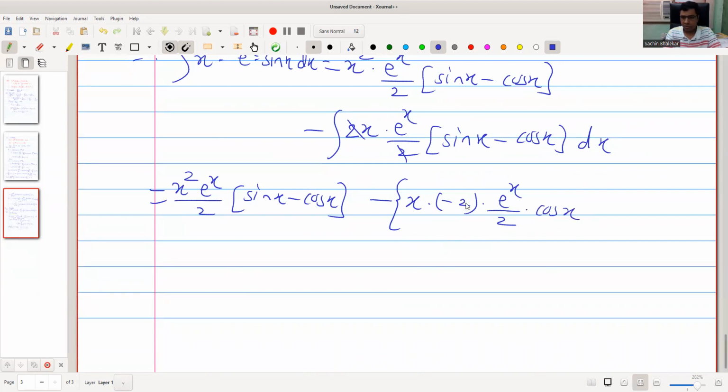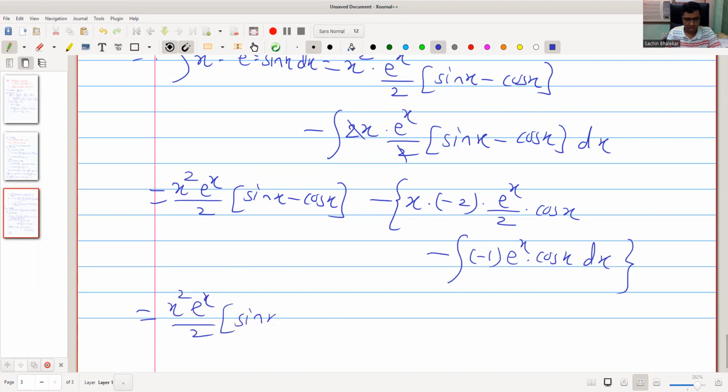Okay, we can cancel this 2. So it will be simply minus 1 side. So this is first term, integral of second, minus integral of derivative of first term. Derivative of x is 1, integral of second is simply minus 1 e raised to x into cos x dx. Okay, so it becomes x square e raised to x by 2 sin x minus cos x. Now this becomes plus x e raised to x into cos x.